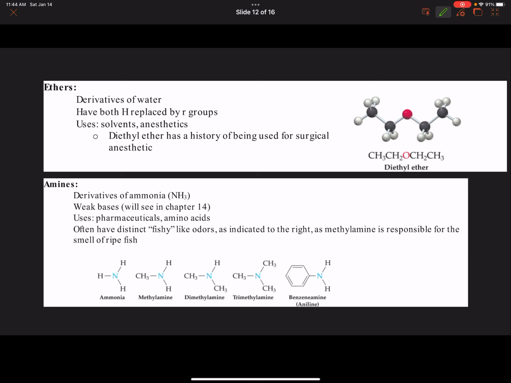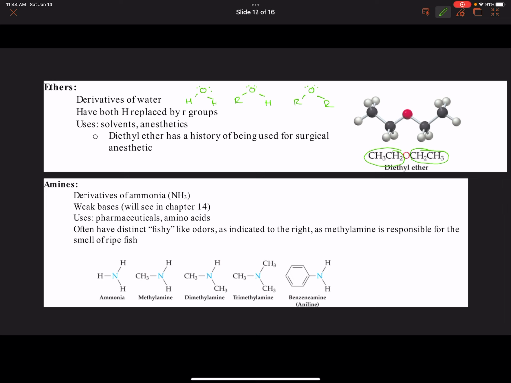Next, we have ethers. Ethers are also derivatives of water. They have both hydrogens replaced by R groups. So we would have our water. Our alcohol has one hydrogen replaced. The ether has both hydrogens replaced with R groups. So again, the R is just any carbon grouping. So here we have the example of a diethyl ether. So I have the oxygen, and then my hydrogens are each replaced with these R groups.